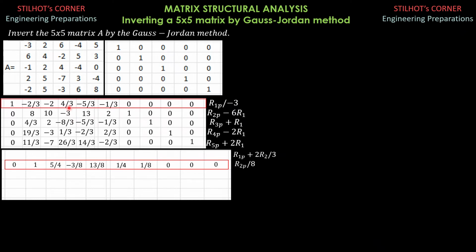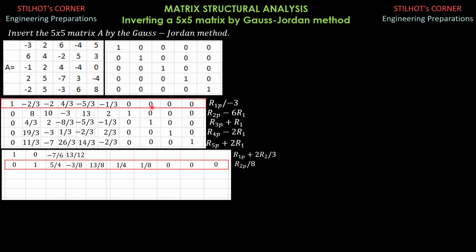4/3 plus 2/3 of negative 3/8. So it should be 13 over 12. Negative 5/3 plus 2/3 of 13 over 8 is negative 7 over 12. Negative 1/3 plus 2/3 of 1/4 is negative 1/6. Plus 2/3 of 1/8. 1 over 12.